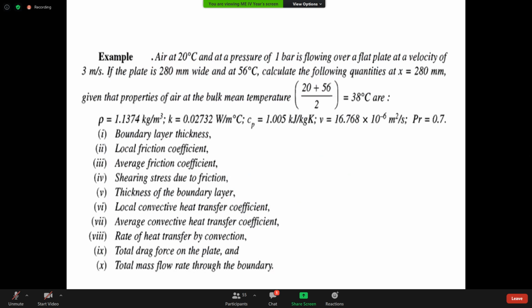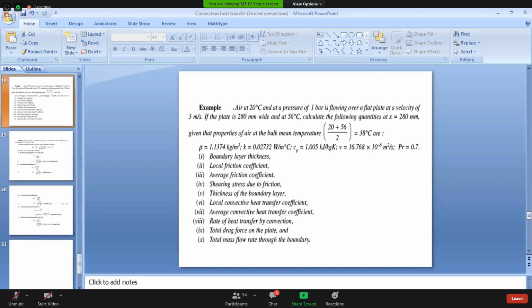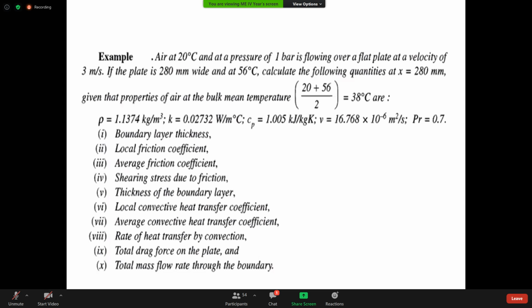So this is some problem. Dear students, carefully listen to me. I will tell you how to do problems of convection heat transfer, the flat plate problem. First you listen. I tell you the procedure now. I don't want to solve the problem now; I'll tell you how to approach it. That's very, very important. So far, do you have any questions?